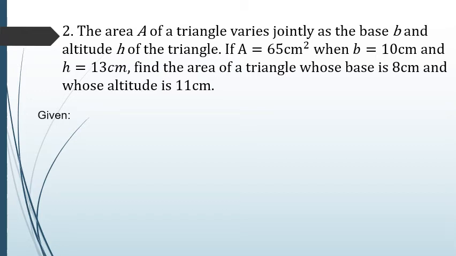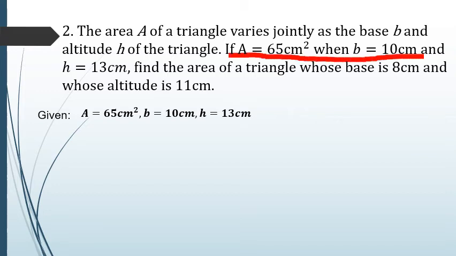Kukunin natin ang given. For the given, we have A equals 65 squared centimeters, B equals 10 centimeters, H is equal to 13 centimeters. Saan yan makikita? Okay, nandito yan sa part na ito. So, for the next given, hahanapin natin this time ang value ng A, kung saan ang B ay 8 centimeters at ang H ay 11 centimeters. Nandito naman yan sa part na ito ng problem.